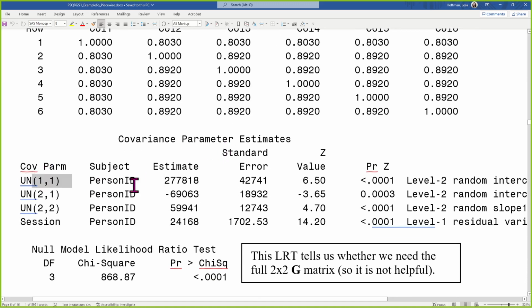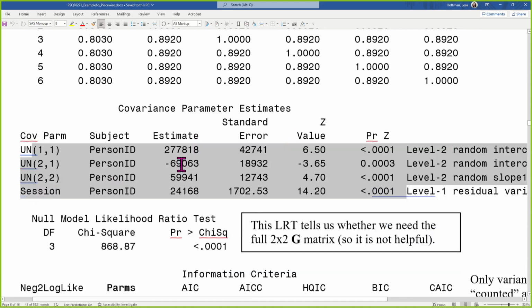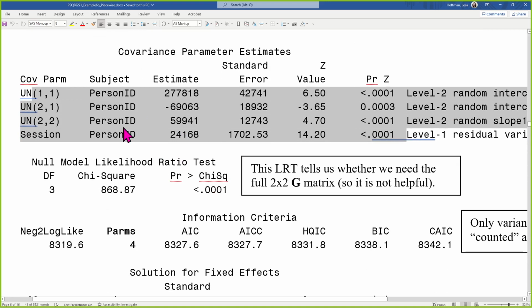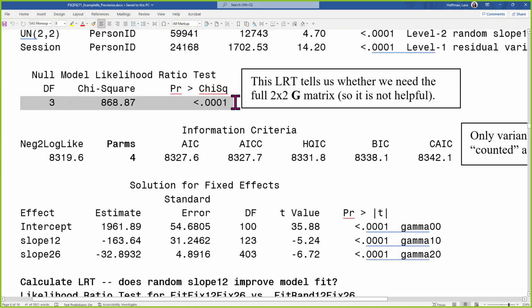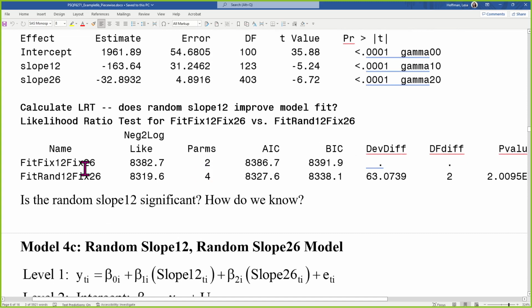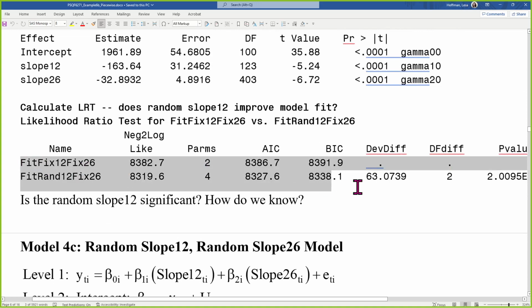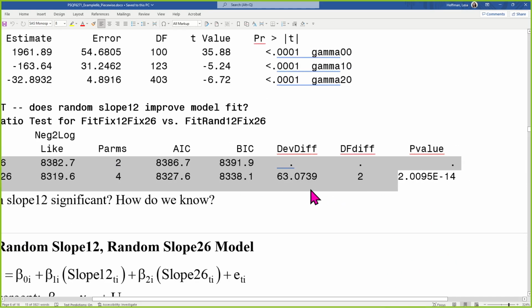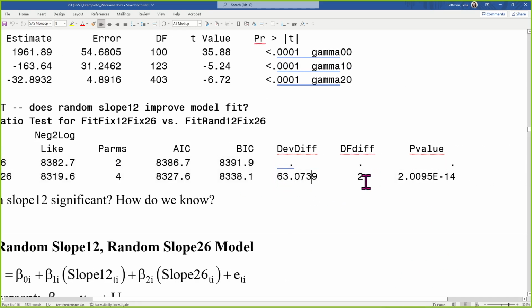Here are the 4 parameters then that make up our model for the variance. Intercept variance, random slope variance for sessions 1 to 2, their covariance, residual variance that's assumed to be constant. This is the likelihood ratio test that doesn't help us because it's testing the presence of the entire G matrix, which is not what we want to know. The one that I asked for in SAS, which is provided by LR test in Stata and Anova in R, is contrasting the model. Difference in -2 log likelihood is 63 on 2 degrees of freedom. P-value is 0 to 14 decimal places, so yeah, does help.